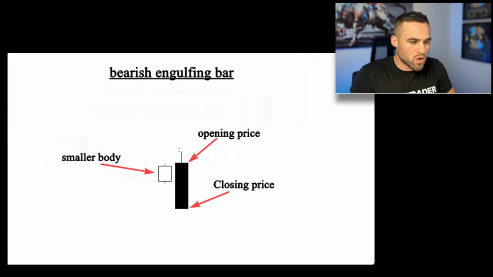Now, you'll also hear people talk about the range of a candle. The range of the candle is just the high all the way to the low. So in this case, this would be the high, this would be the low. That's the range of the candle.